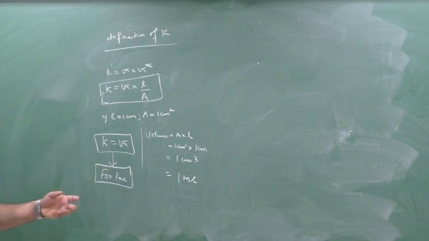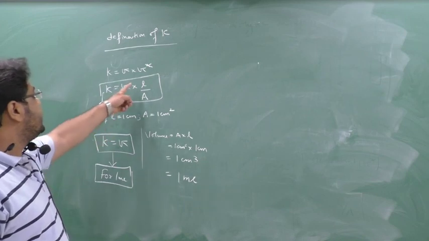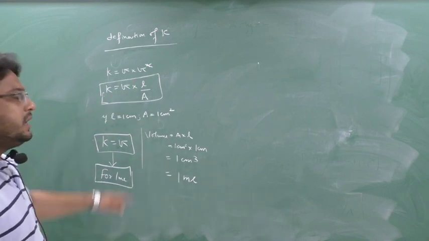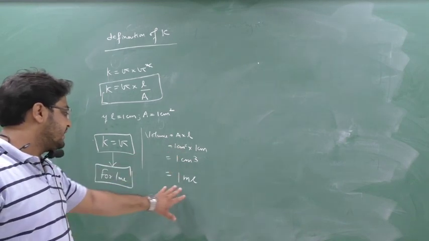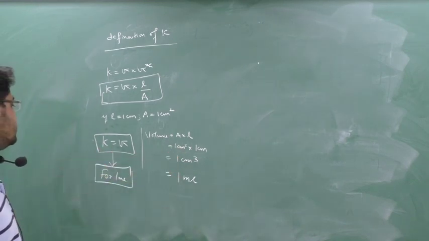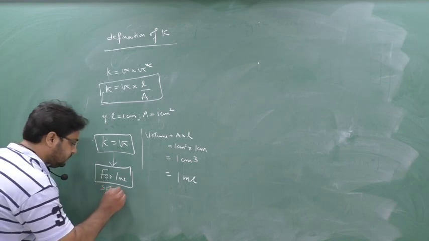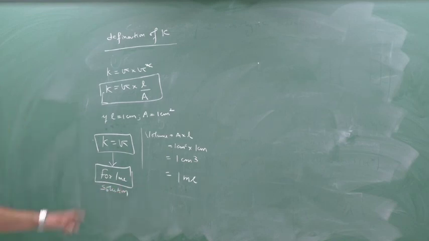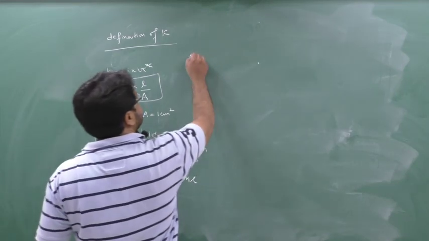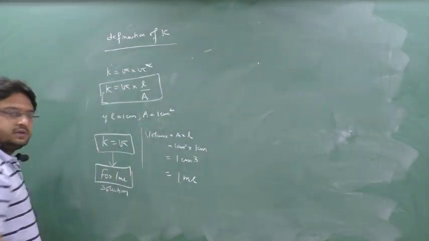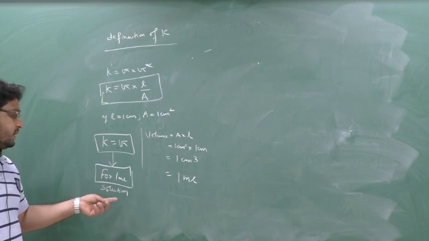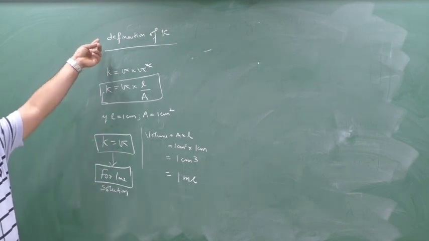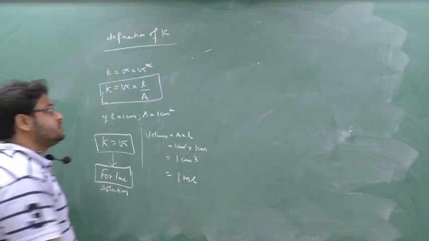K will be equal to G when L will be equal to 1 centimeter and area will be equal to 1 centimeter square. But if I multiply these two, I get 1 ml. So I can say K equal to G for 1 ml solution. Yes or no? So what can be the definition of kappa? G means what? Conductance. So I can say the conductance for 1 ml solution of electrolyte is known as a conductivity K. I can say or not?